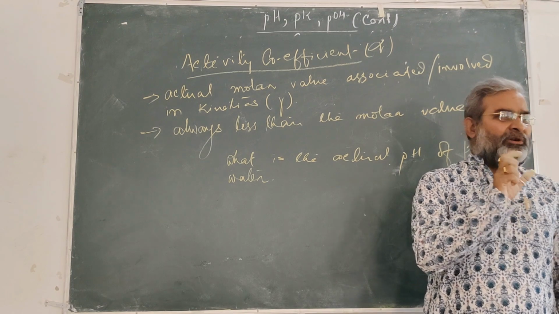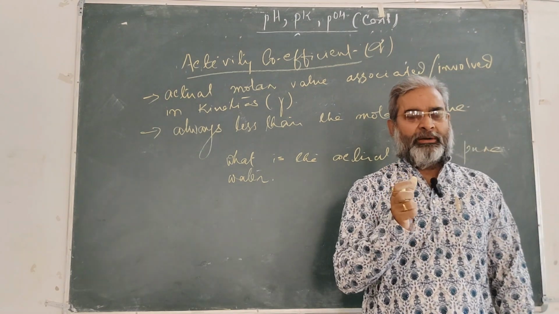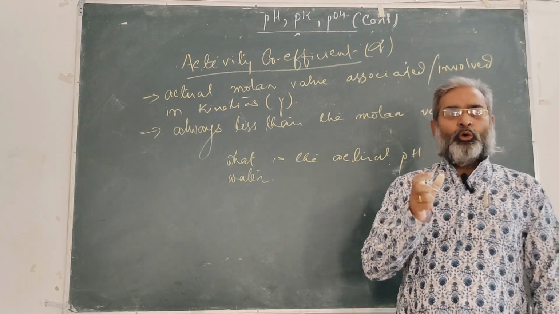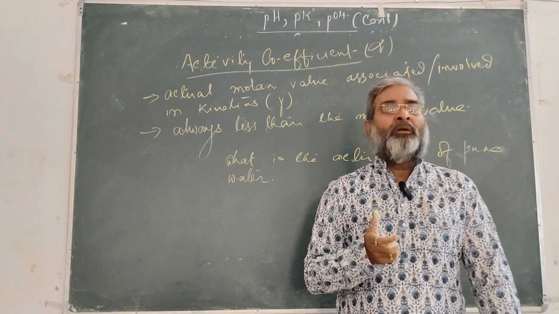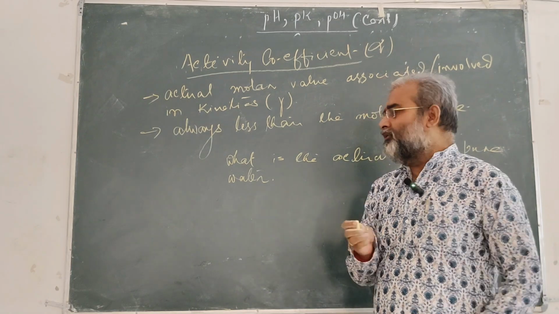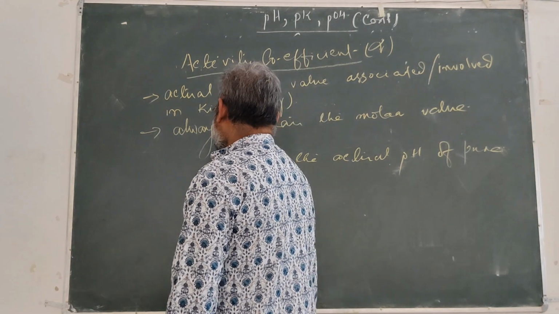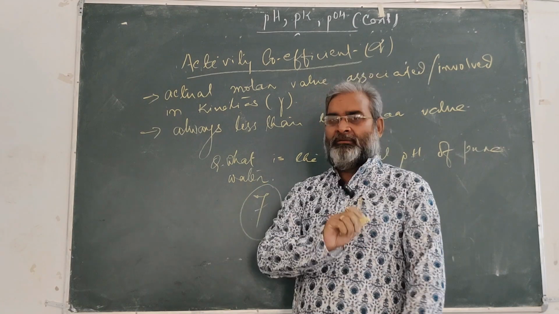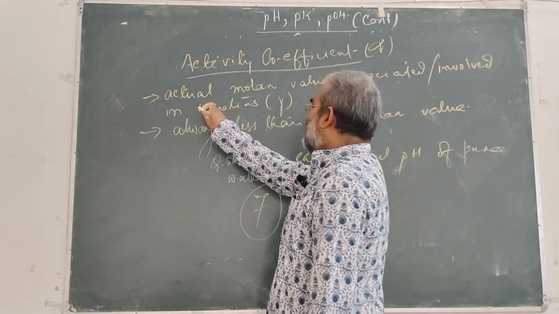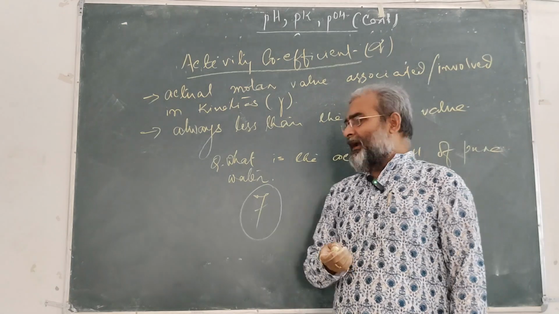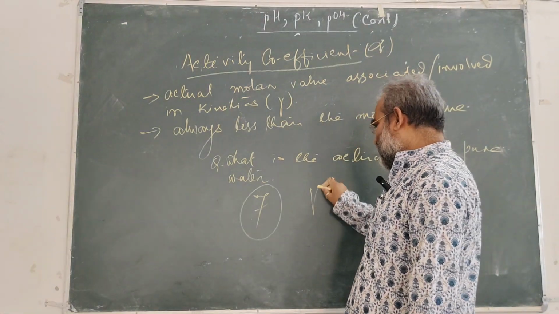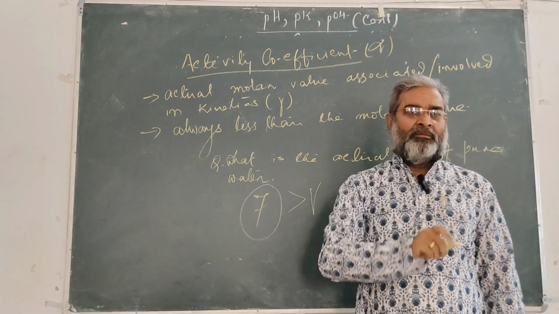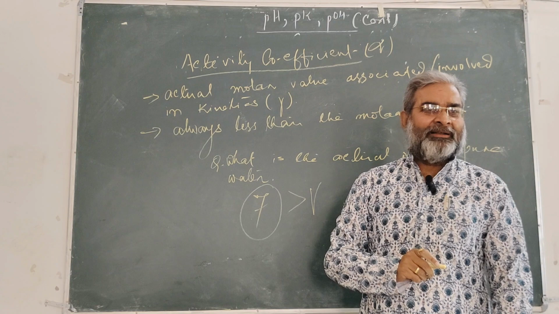So, at first, what is the molar value of the water? Pure water का molar value क्या होगा? 7. सही तो है, तो इतना डर के क्यों बोल रही है तुम लोग भाई? It is generally 7. And if we study the actual molar value, that means gamma is always less than the 7.